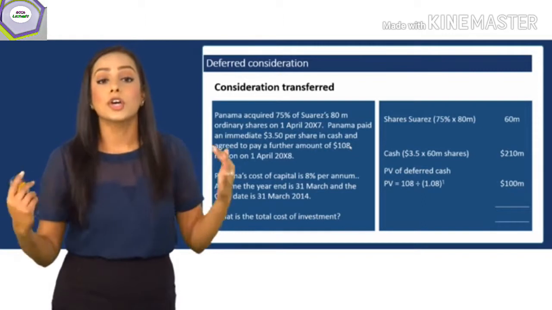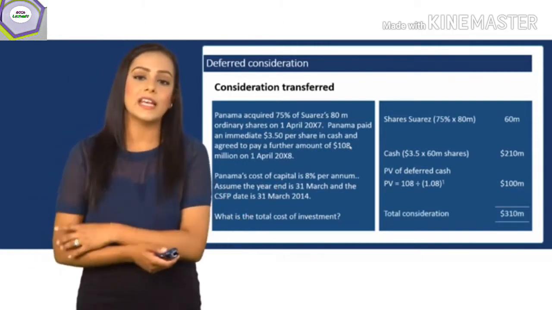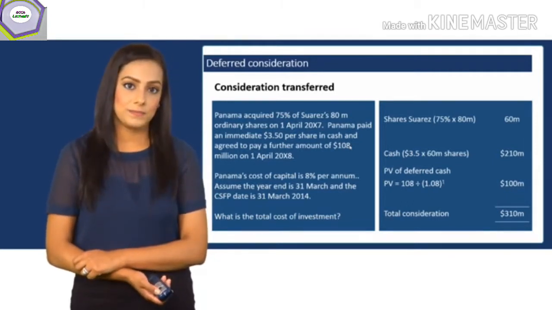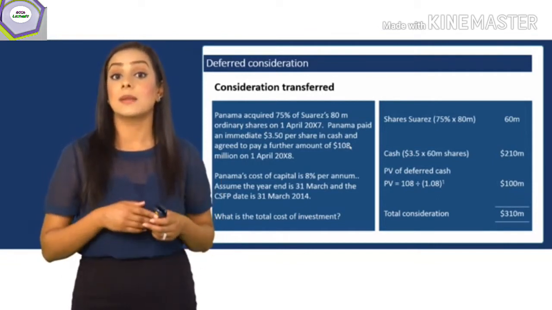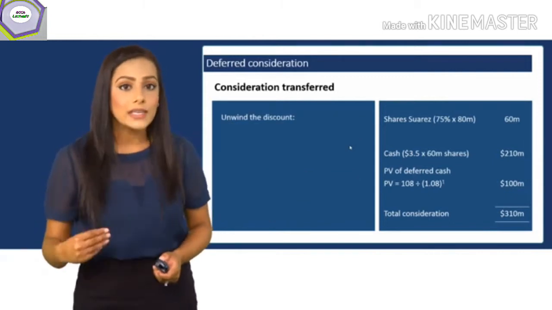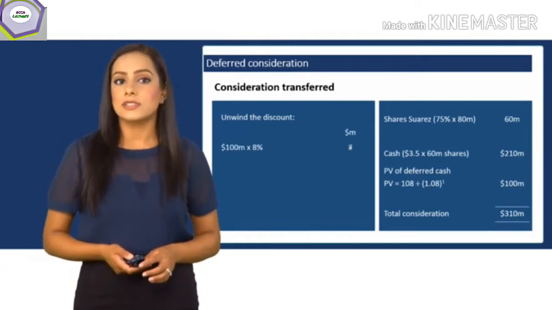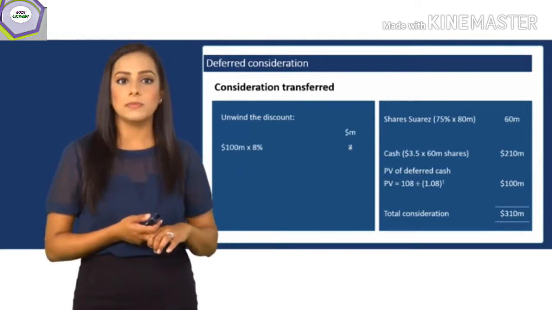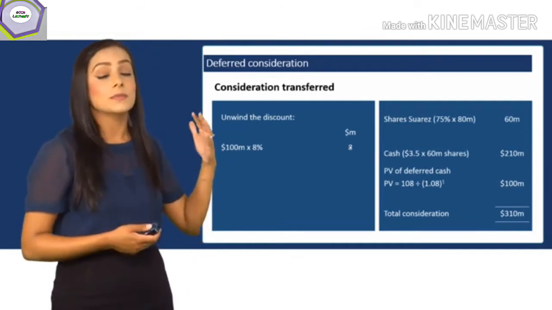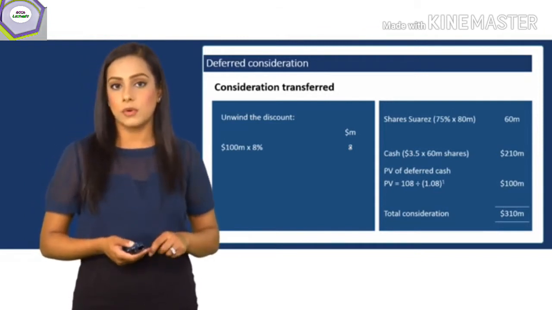So therefore, the total consideration is the cash that we paid today plus the present value of the cash we'll pay next year. That is 310 million. So the 310 million is going to be used for the goodwill working. But the additional thing is the unwinding of that present value. How do we unwind it? The finance cost is simply the present value, 100 million, times the cost of capital, 8%, which is 8 million. This is going to be deducted from the parent's retained earnings in the consolidated reserves working.